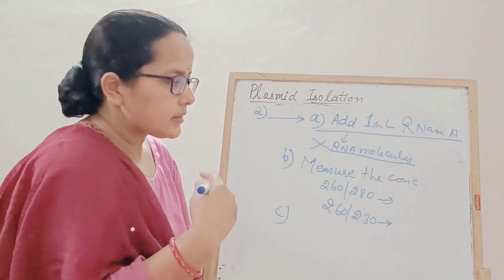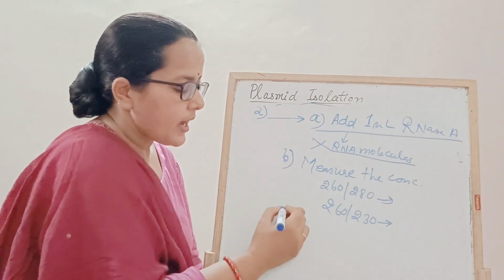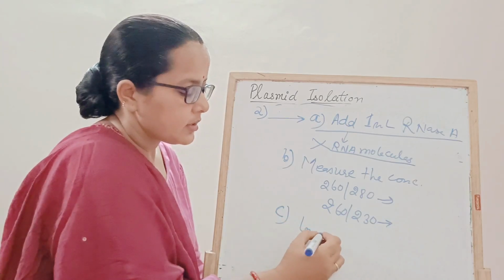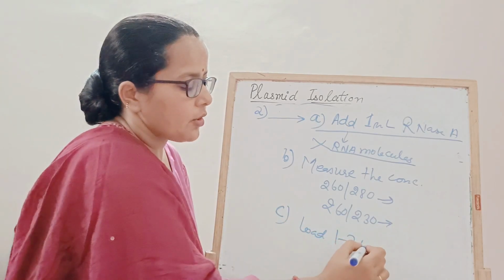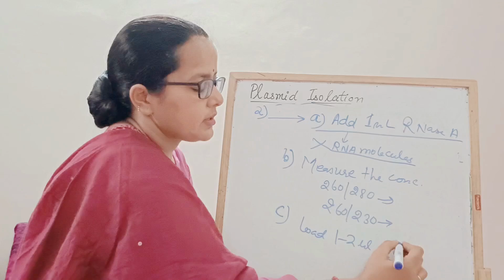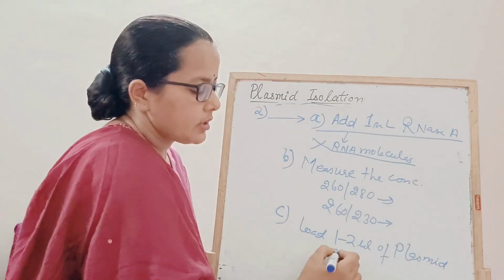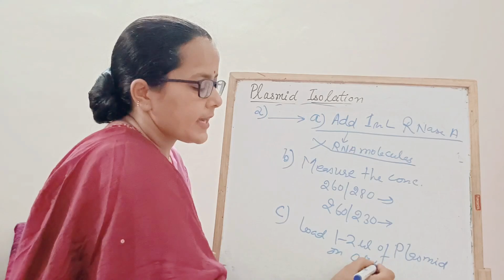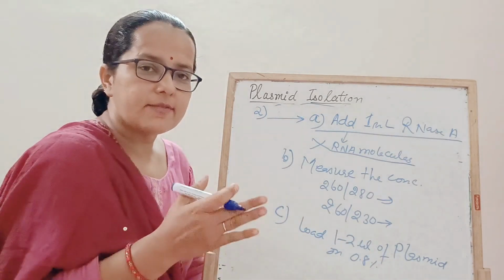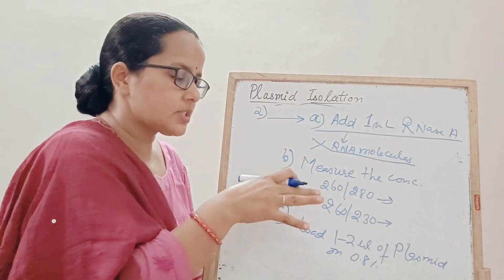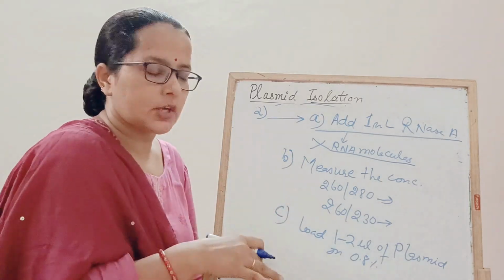Then third, according to the concentration, you have to just load 1 to 2 microliter of eluted plasmid on a 0.8% agarose gel. What you have to do? You have to prepare 0.8% agarose gel and load this 1 to 2 microliter of plasmid in that agarose gel.